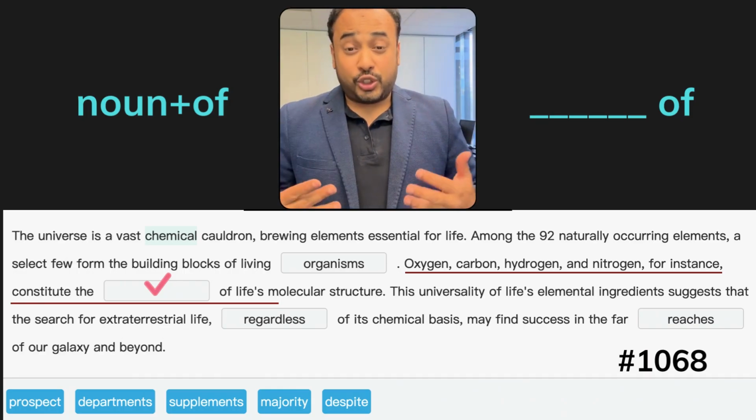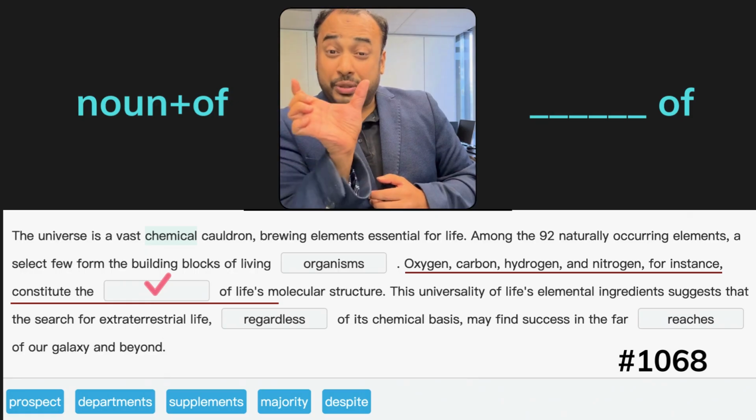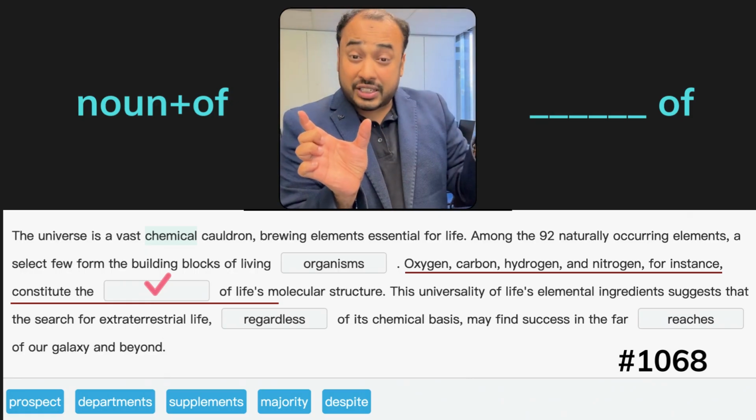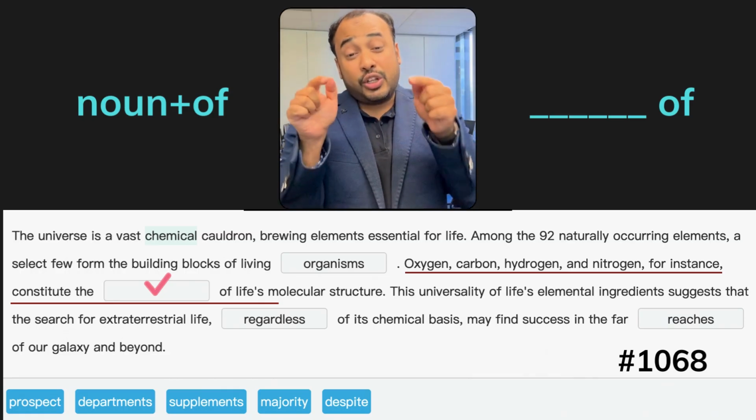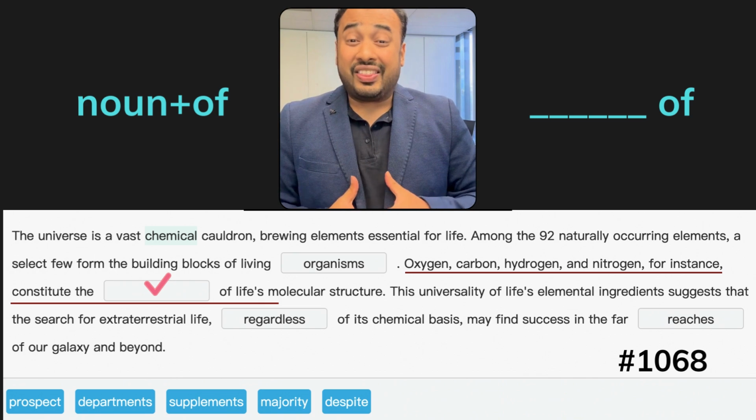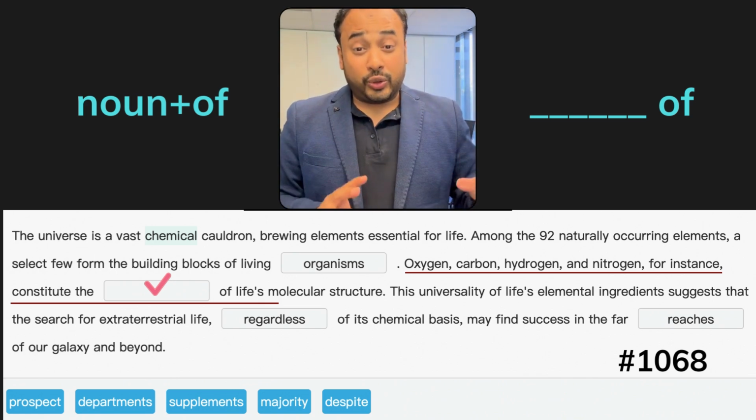So usually what you need to do when you get a question is have a look at the question. There will be a blank, all right? And there will be an of after it. So blank plus of. For that particular blank, we're looking for a word that is a noun, all right? That kind of word we're looking for.